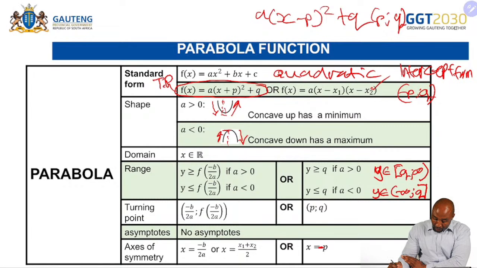Then I've talked about the turning point, how we determine it. We can also use calculus to determine the coordinates of the turning point. Remember, we can find the first derivative of our function. We know that at the turning point, the gradient is 0. We equate to 0, then we solve for x at the turning point. Then we substitute into the original function to get our y value at the turning point.